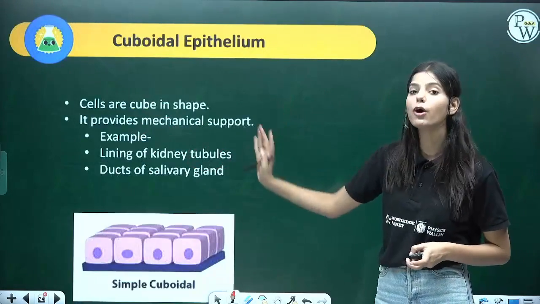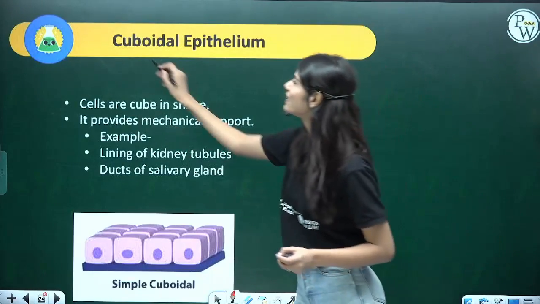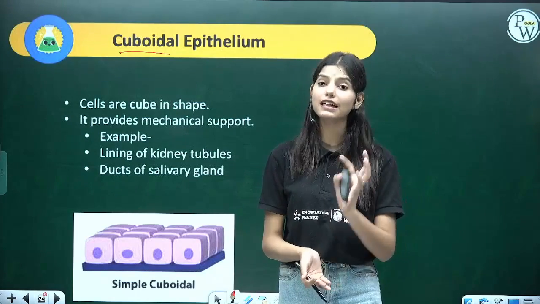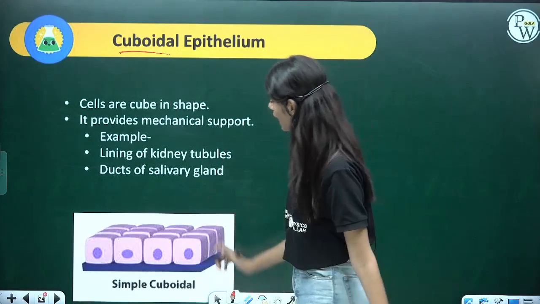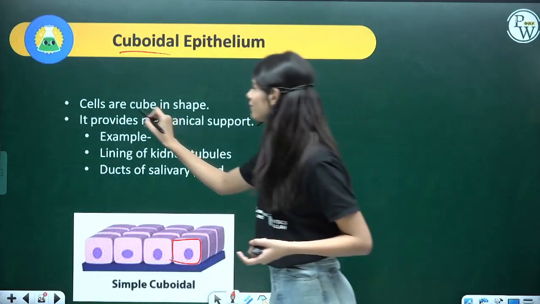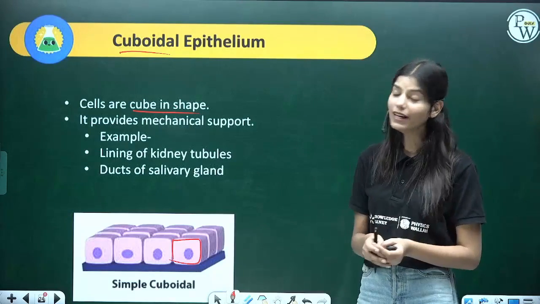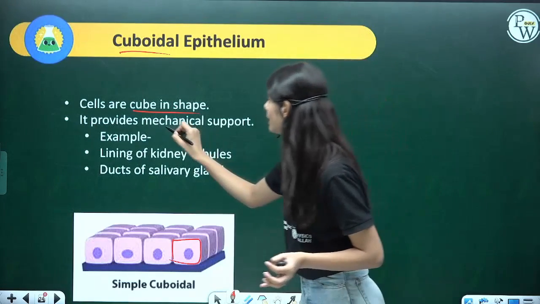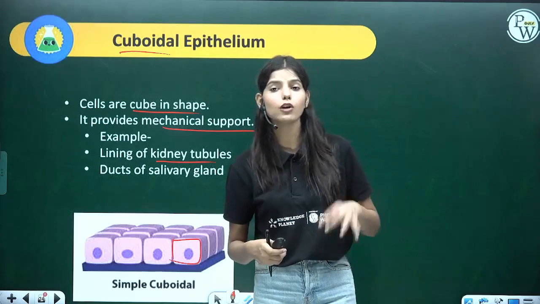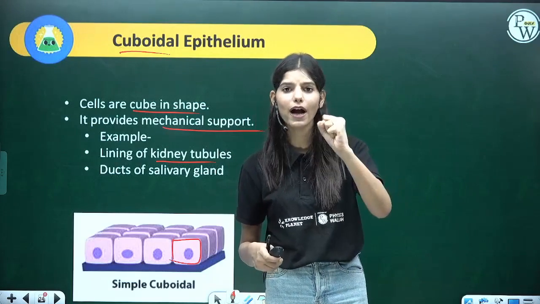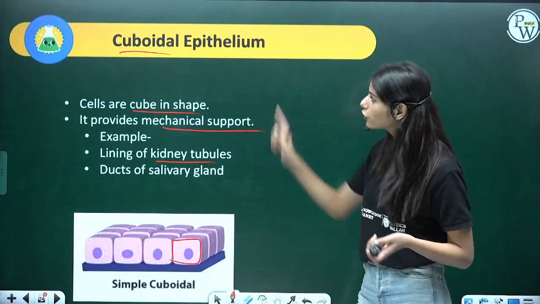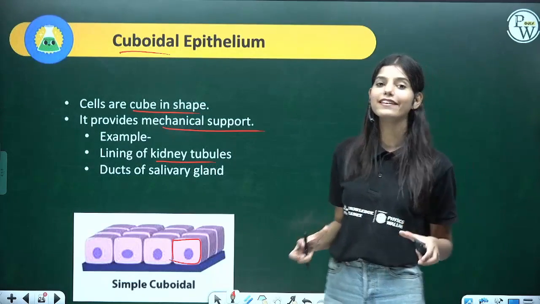Now let's talk about another type of epithelium called cuboidal epithelium. Guys, cuboidal epithelium is also very easy to identify because the cells are like cubes. If you see in this picture, the shape of the cell is a kind of cube, like a square. All these sides would be almost equal, and cuboidal epithelium provides mechanical support. For example, in the lining of the kidney tubules. In a kidney we have a lot of tubules, and these tubules require some support. To provide the support, what do we need? We need cuboidal epithelium. So cuboidal epithelium is present in the kidney tubules.